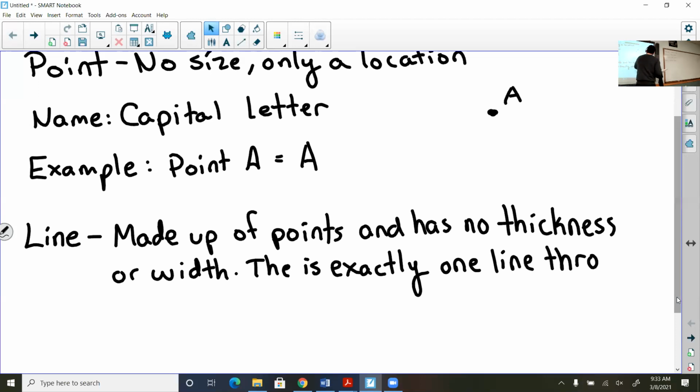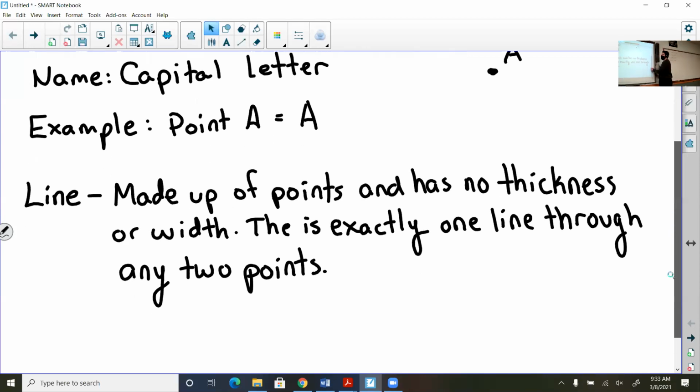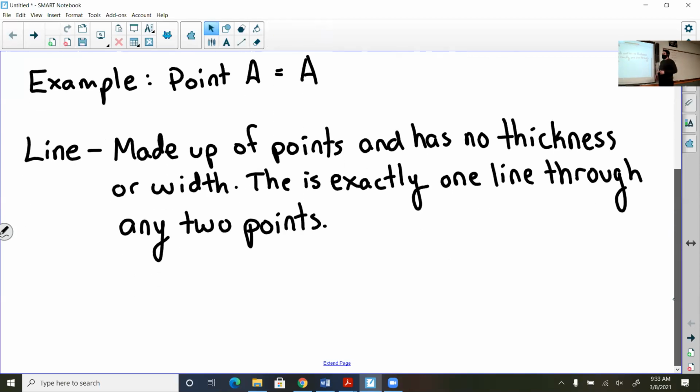And there's exactly one line through any 2 points. So again, just to break down what this is saying, a line is made up of points. So you have to have a bunch of points on a line.